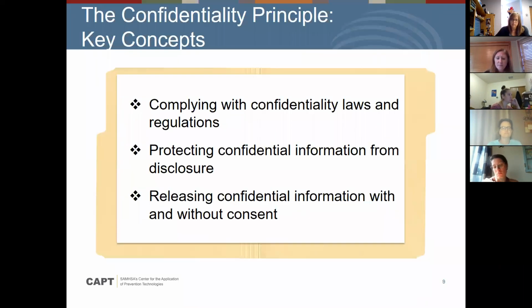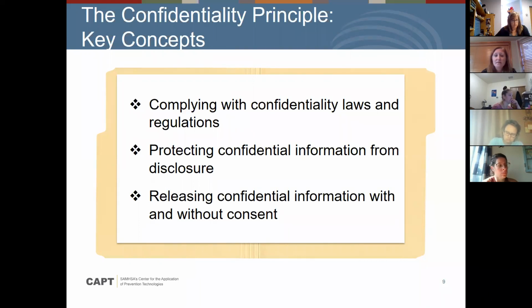So just to wrap up with the confidentiality principle, the key concepts: complying with confidential laws and regulations. It's important that we know the laws of confidentiality in our state and that we're complying with those. Protecting confidential information from disclosure, so making sure that we're not disclosing that information without the participant's release of information, and that we are keeping that information in a secure place where people wouldn't be able to see it or access it.